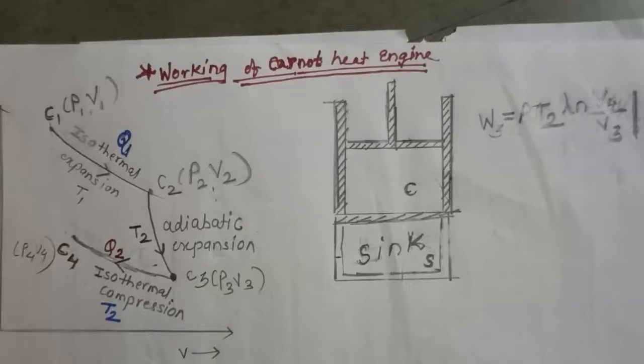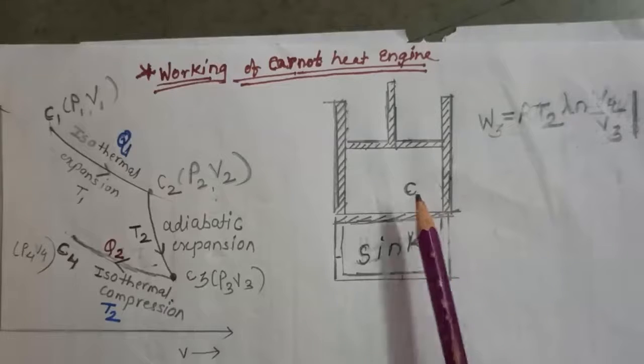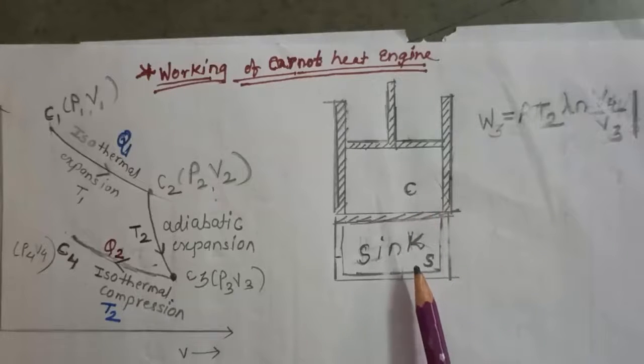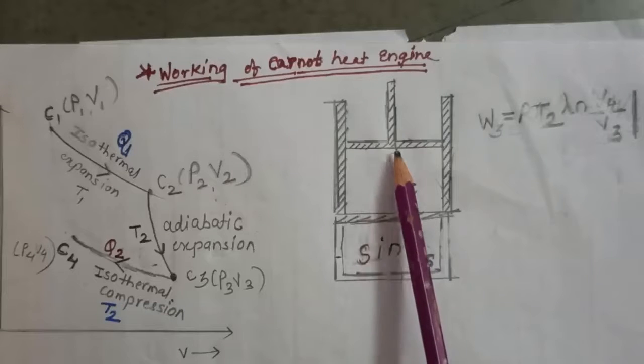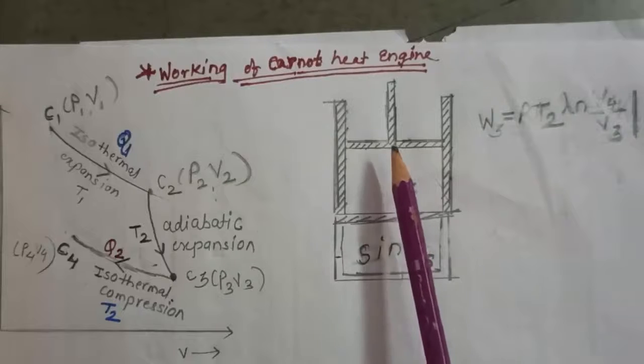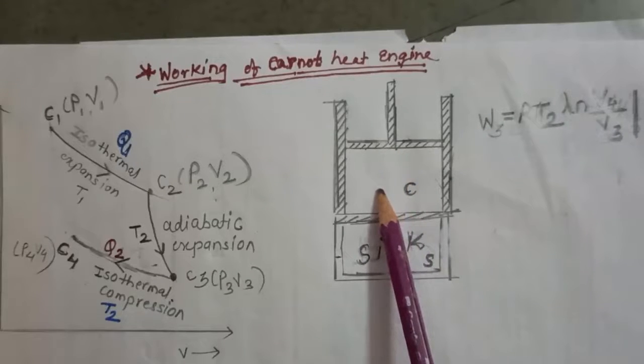Working of Carnot heat engine. Step third, isothermal compression. When the cylinder is placed on a sink S, the sink is a cold body which is at a temperature T2. The external pressure on the gas is so adjusted that the gas undergoes isothermal compression.